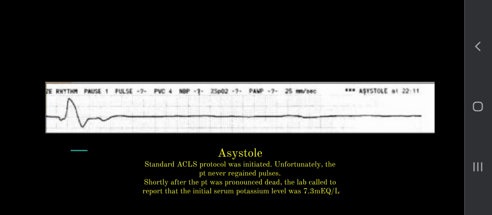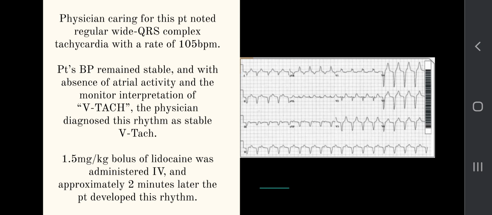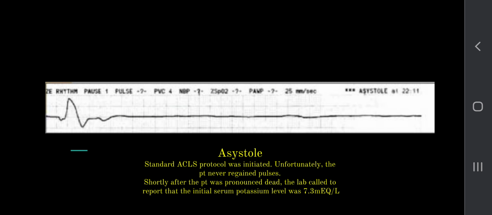Shortly after the patient was pronounced dead, the lab called to report that the initial serum potassium level was 7.3 milliequivalents. So this patient was hyperkalemic, and he had that slow heart rate of 105 beats per minute. This physician followed the standard ACLS protocol and administered lidocaine, which caused this patient to go to asystole.